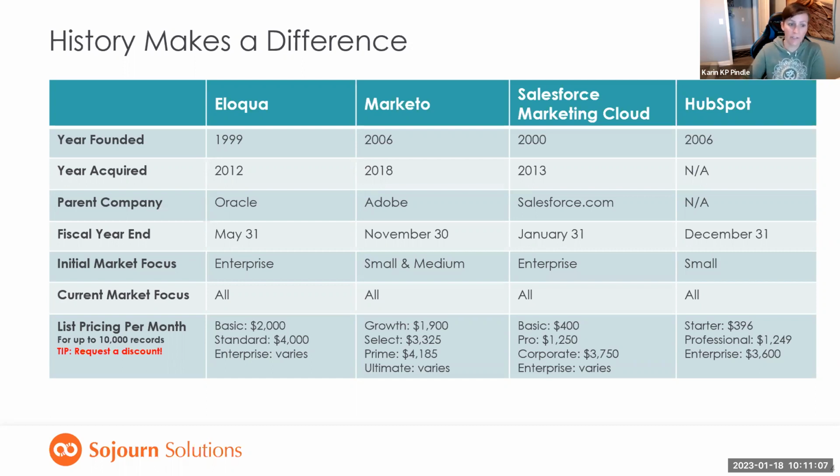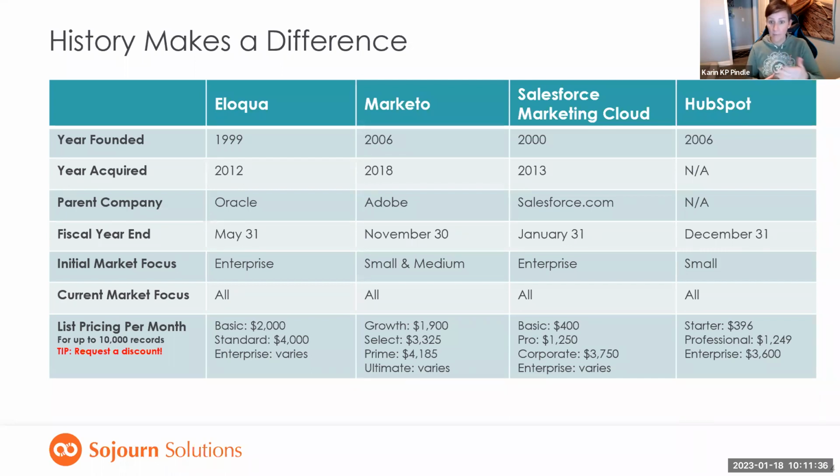So the next two things here, the initial market focus and the current market focus. When Eloqua and Salesforce Marketing Cloud, or ExactTarget, first came out, they were really focused on enterprise companies. And most of those were in the technology space, hardware, software companies. Then Marketo and HubSpot came along a few years later, and they saw an opportunity to create a similar product to Eloqua or ExactTarget, but really focused on small and medium-sized organizations. So that's what they created.